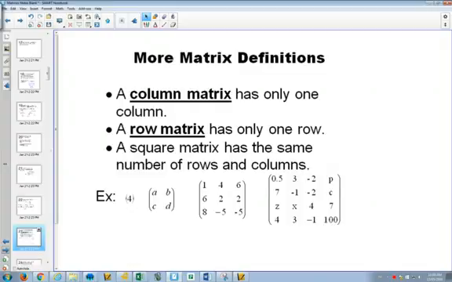Now, a column matrix has only one column. A row matrix has only one row. A square matrix is in a specific shape. Any guesses? Oh, a square. Nice. So if it has the same number of rows and columns, all 4 of those examples are square matrices.